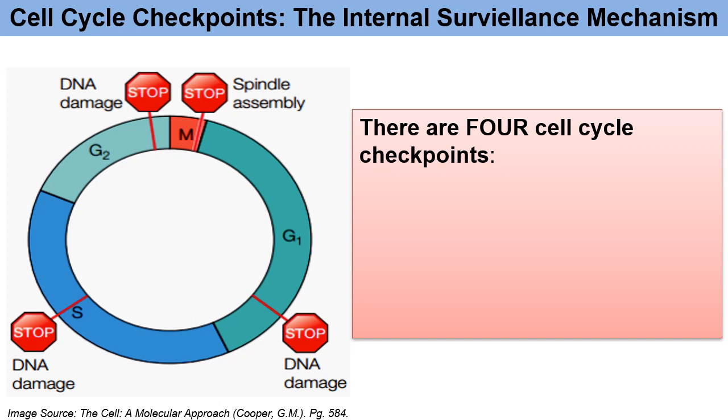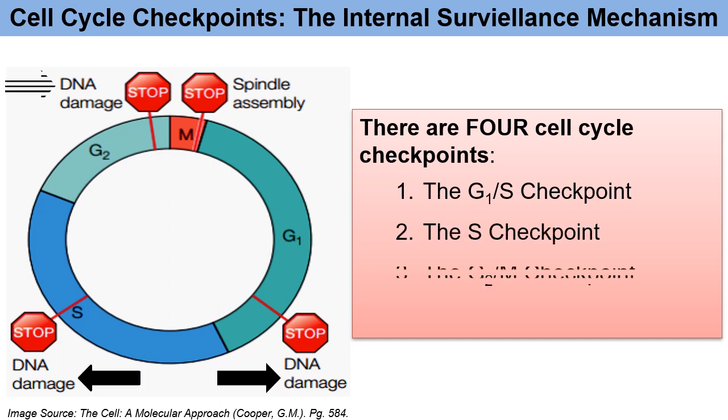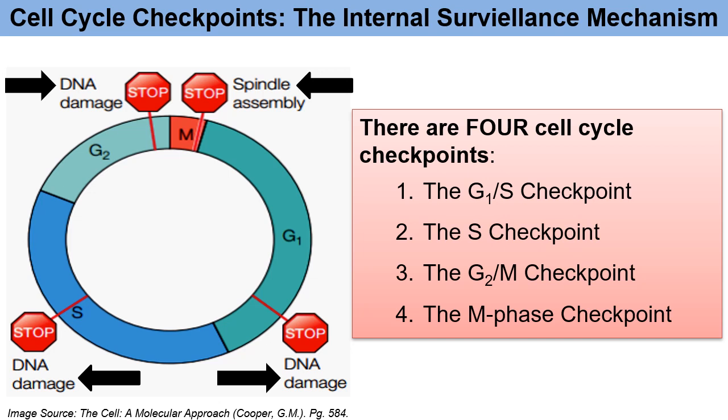There are 4 cell cycle checkpoints. These are the G1S checkpoint, the S checkpoint, the G2M checkpoint and the M phase checkpoint. We will be discussing the 4 cell cycle checkpoints in more detail in the next slide.